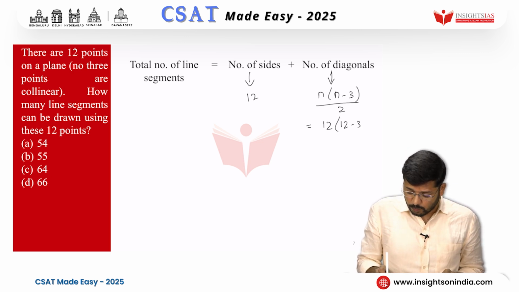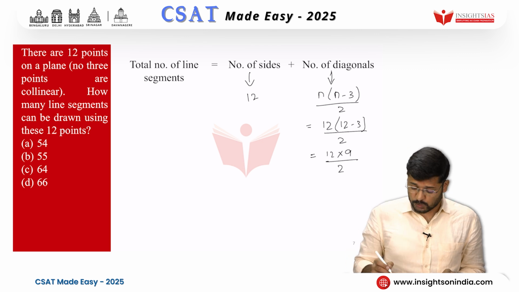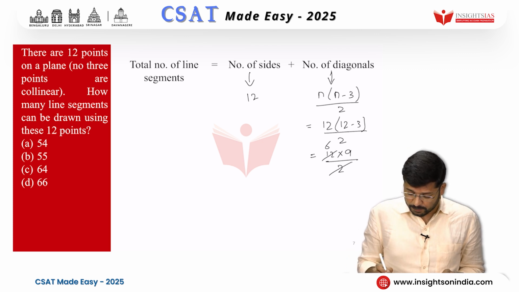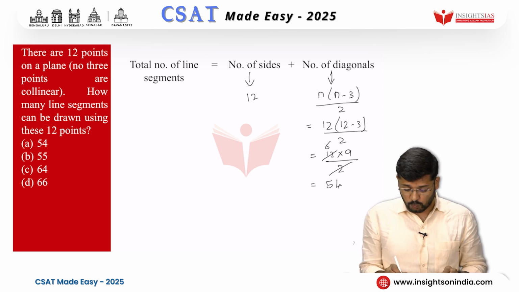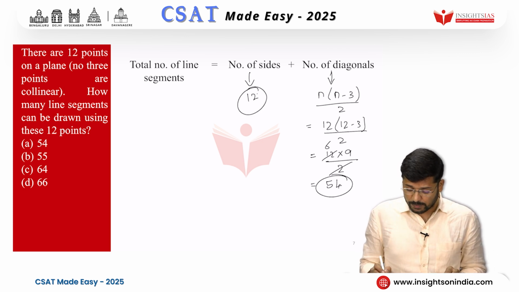12 into 12 minus 3 divided by 2. What is 12 minus 3? That would be 12 into 9 divided by 2. Now 2 divides 12, so 2 sixes are 12. 6 into 9, that would be 54. So the number of sides that are possible is 12 and the number of diagonals that are possible is 54.